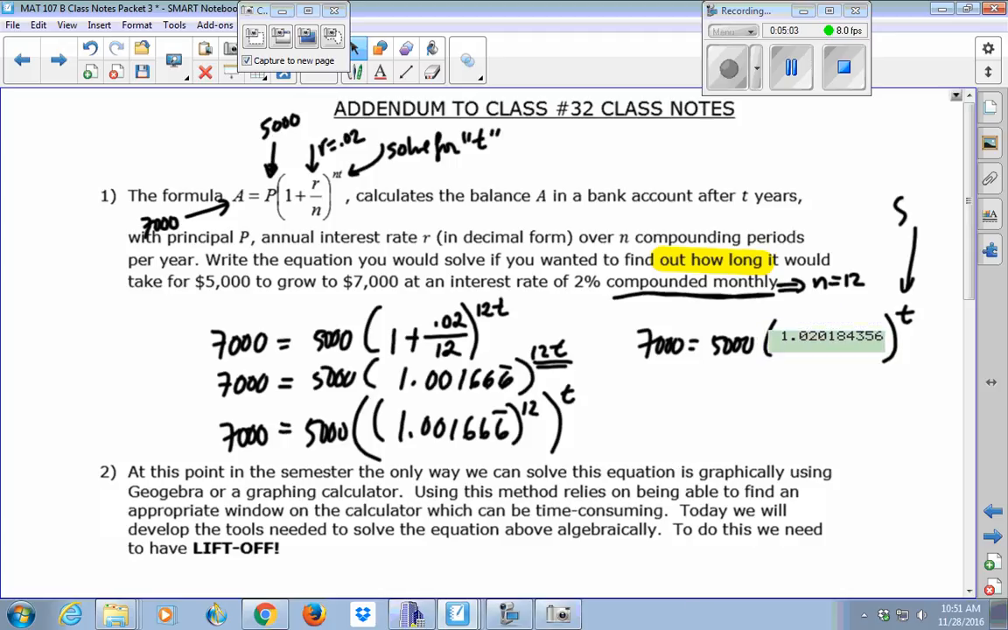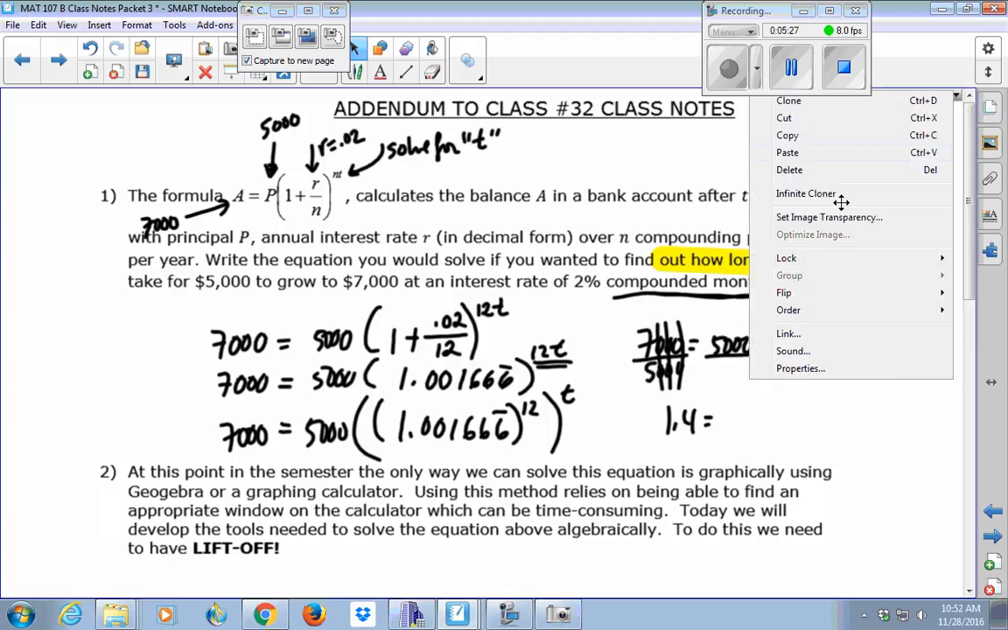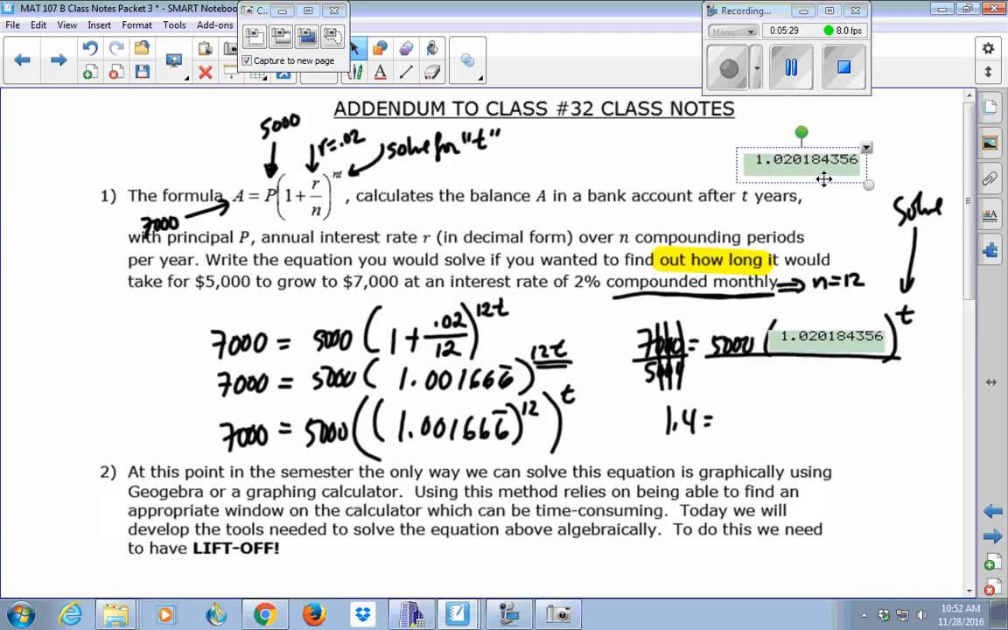Now what? We're trying to solve for t. Now what do we do? Divide both sides by 5,000. That sounds like a good idea. 1,000 is a common factor to top and bottom. 7/5 is 1 2/5, so that's 1.4 equals, let's copy that again, paste it. And so now we have 1.4 equals that number raised to the t.